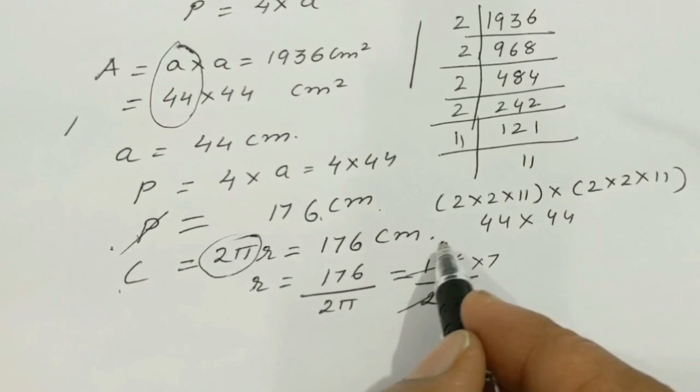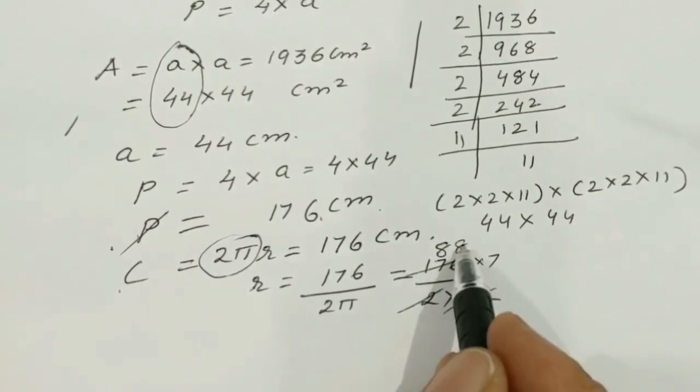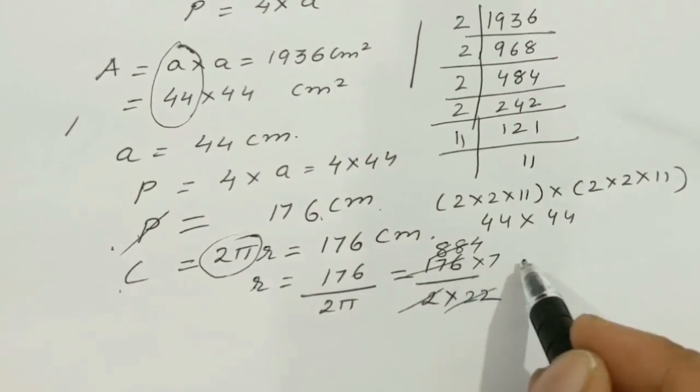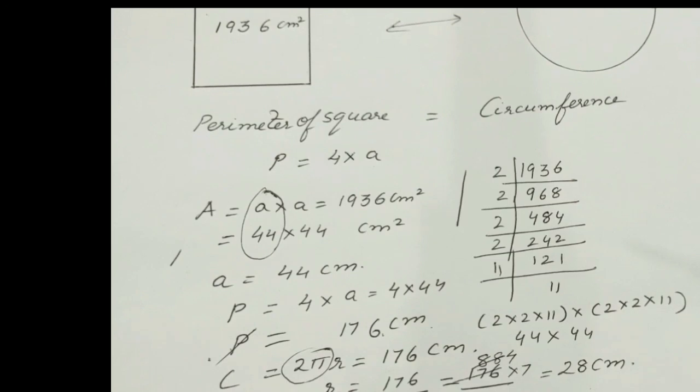It will go how many times? 2 eights are 16, 2 eights are 16. When you cancel them by 22, it will go 4 times. So 4 into 7 is 28 centimeter. Children, hence the radius of the circle is 28 centimeter.